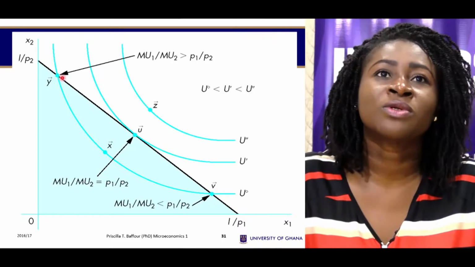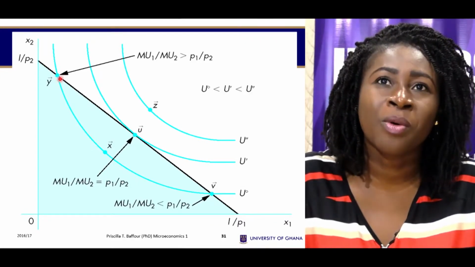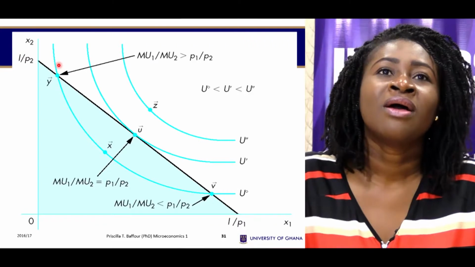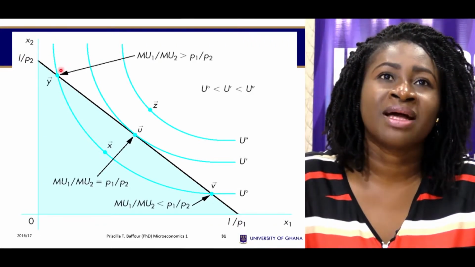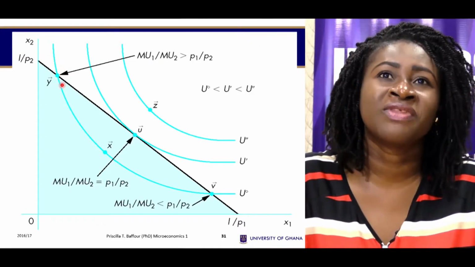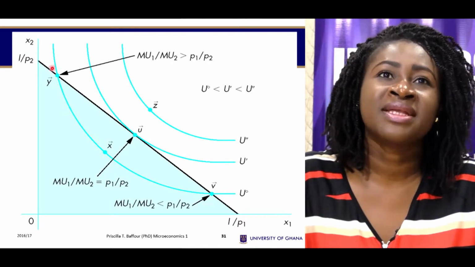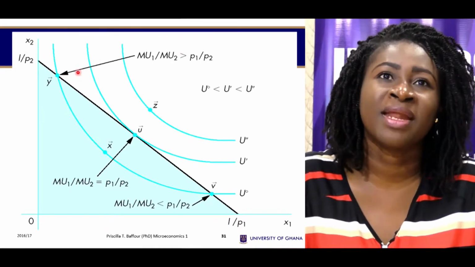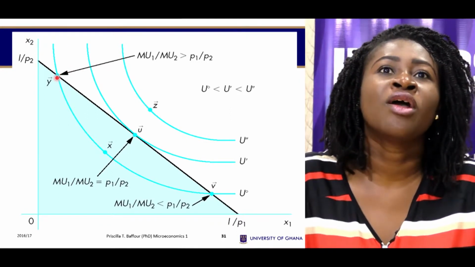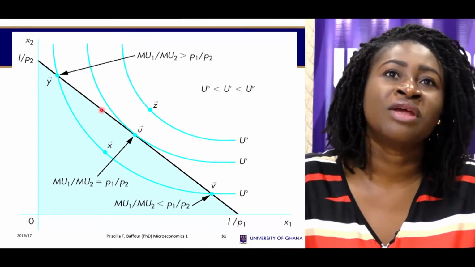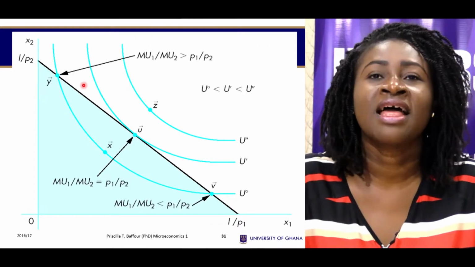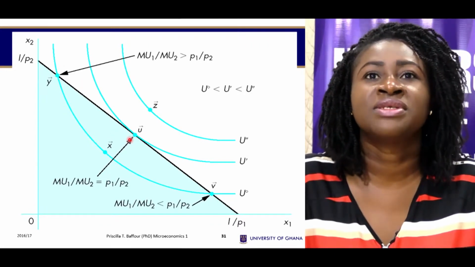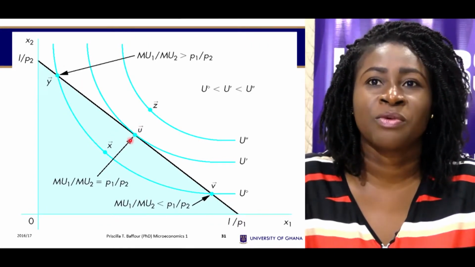The consumer will not settle here because at this point, the ratio of the marginal utilities, which is the slope of the indifference curve, is greater than the relative price ratio. So this consumer would benefit by consuming more of one good and reducing consumption of the other, so their satisfaction increases and brings them to this point, right?